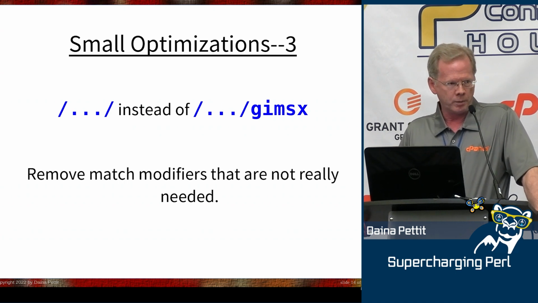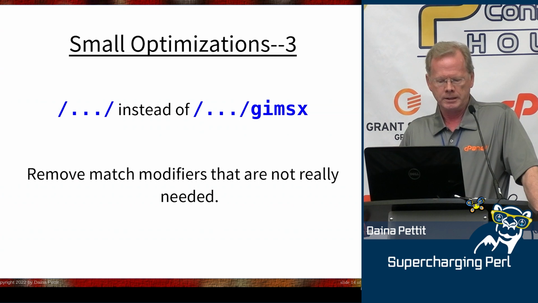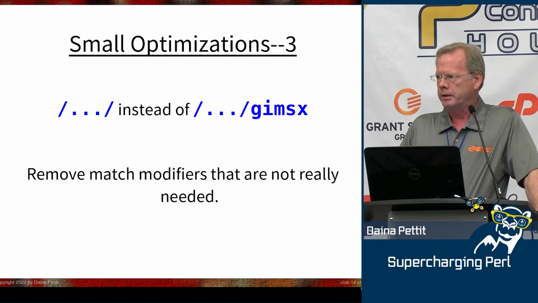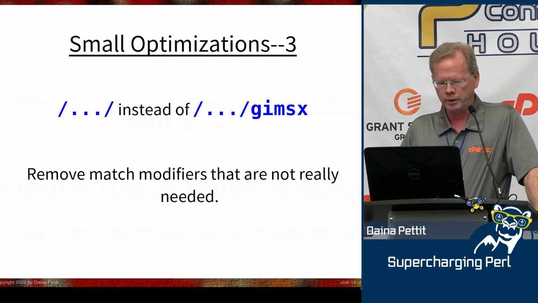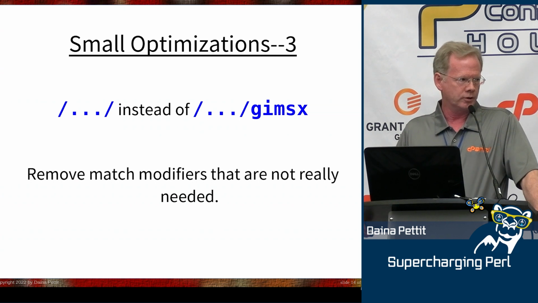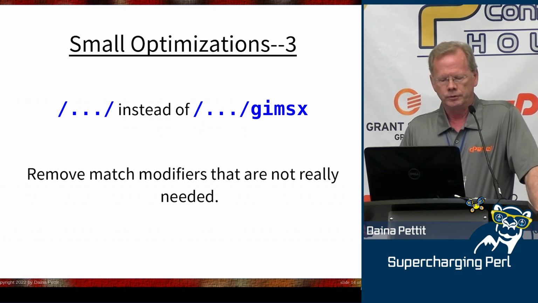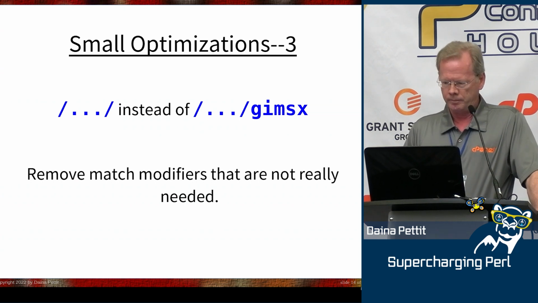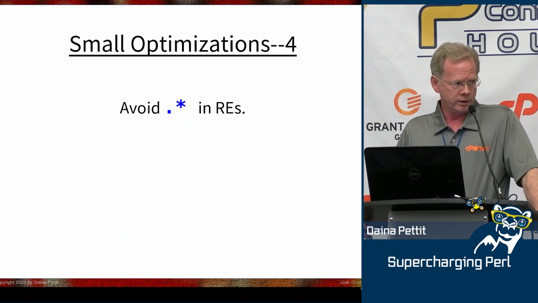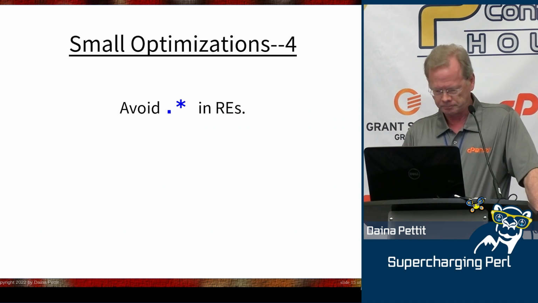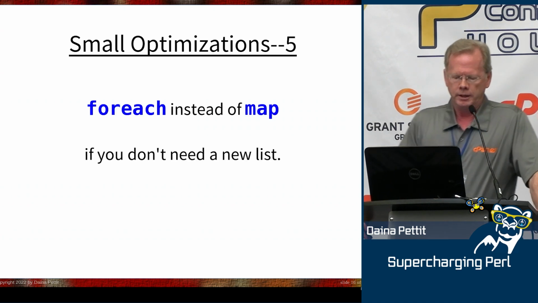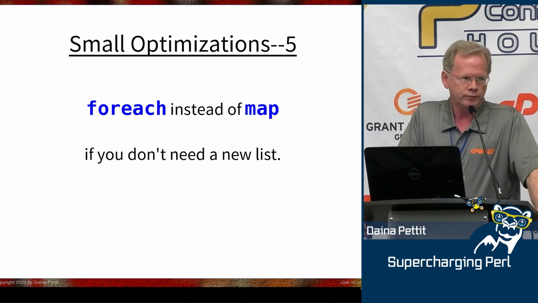If you are using regular expressions, like in a match or a substitute, don't use suffix modifiers or match modifiers that are not being used. So get rid of the i if you don't need to ignore case. If you don't need to do global, if you're only replacing one, don't use the g. You don't need it. m, s, x, you don't need to use those most of the time. So if you know you're not needing them, don't use them. In regular expressions, avoid dot star if you can afford to. If you don't need a new list, you can use foreach instead of map. Foreach is actually faster.